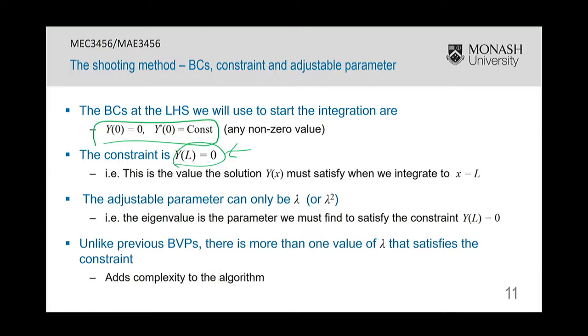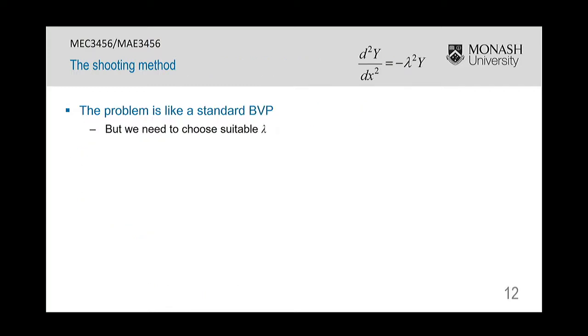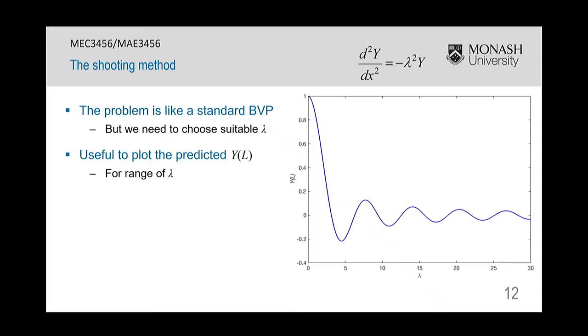This, of course, however, adds complexity to our algorithm. So the problem is a little bit like a standard boundary value problem, but we need to choose suitable values of lambda. Now, one of the things that is very useful to do here is to plot the predicted value of y at x is equal to L for a range of lambda. That will help us understand what we're looking for.